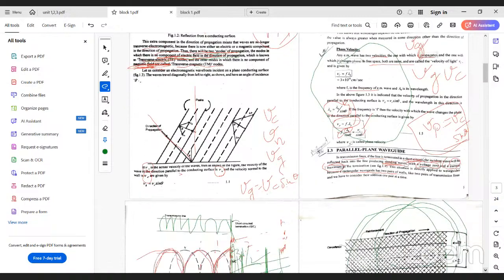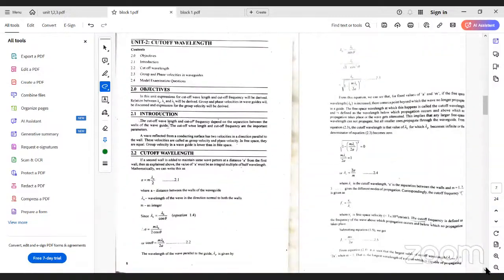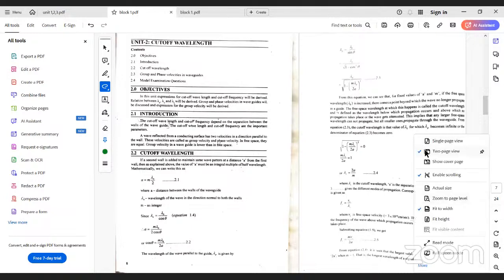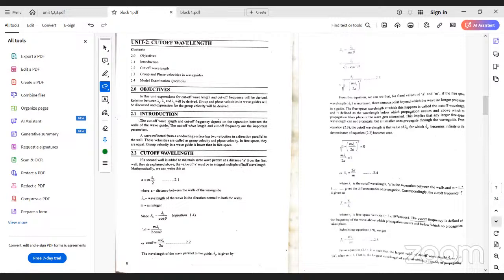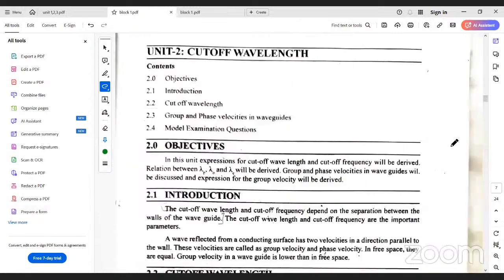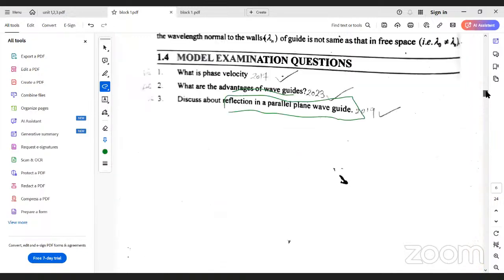Now we will come to the next topic, from unit 2. What are the major topics we have to cover in this? Ma'am, excuse me, ma'am. In the parallel plane waveguide, another question is there, ma'am: lambda by 2, 2 lambda by 2, 3 lambda by 2.